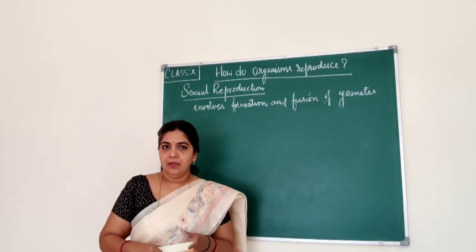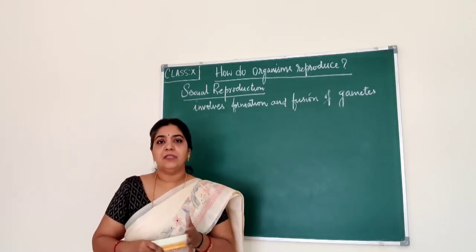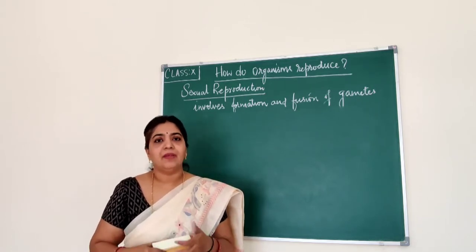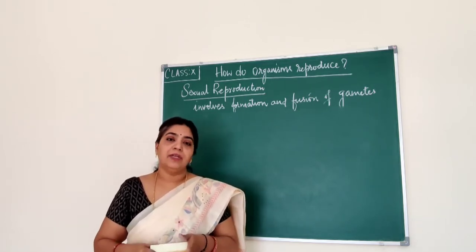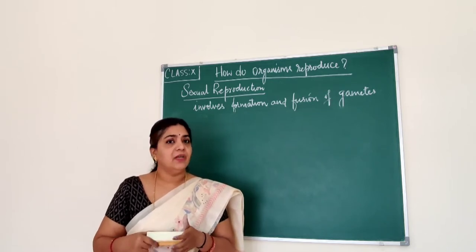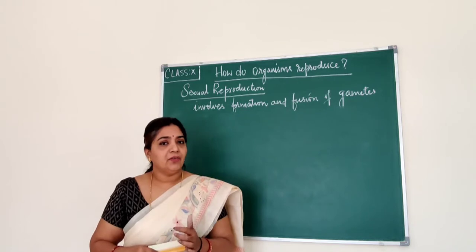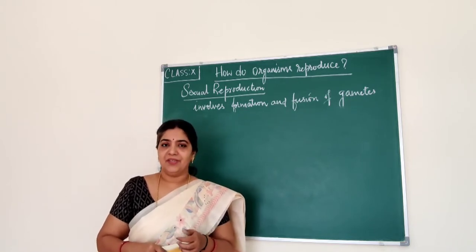We started with the lesson, how do organisms reproduce, and we also learned the different types of asexual reproduction. We learned what asexual reproduction is, and now we have to start with sexual reproduction.